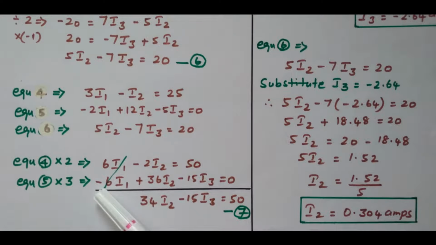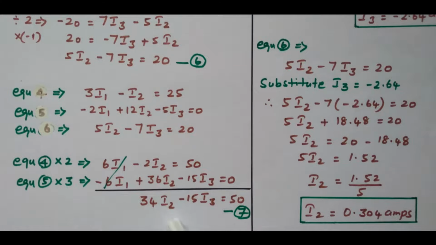Now one is plus and one is minus, so by simply adding these 2 equations, we can easily cancel this term. No need to go for subtraction because one is positive, one is negative. By simply adding, this term automatically got cancelled. So the sum of these two: 36 minus 2 is 34. I3 is not available in the first, so minus 15i3. On this side, this is 50, this is 0, so 50 plus 0 is 50. So after simplification, we got 34 I2 minus 15 I3 equal to 50. Let's take this as equation number 7.